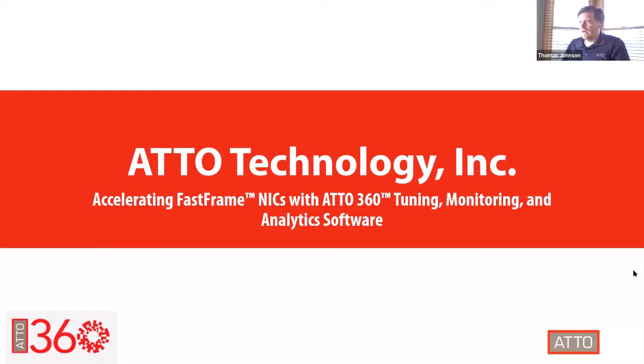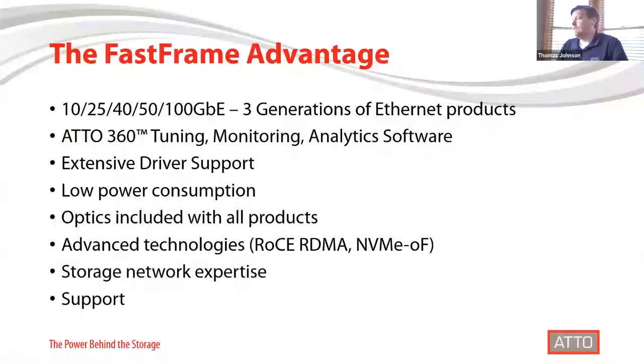First, I'll talk a little bit about ATTO and the FastFrame advantage. So we have three generations of Ethernet NICs right now. The latest and greatest, FastFrame 3, goes all the way up to 100 gigs. The ATTO 360 tuning, monitoring, and analytics software is a free download that comes with all of our FastFrame 3 products, and I'll be showing you guys that today. We have extensive driver support, Mac, Windows, and Linux. We also cover other operating systems like FreeBSD and Illumos.